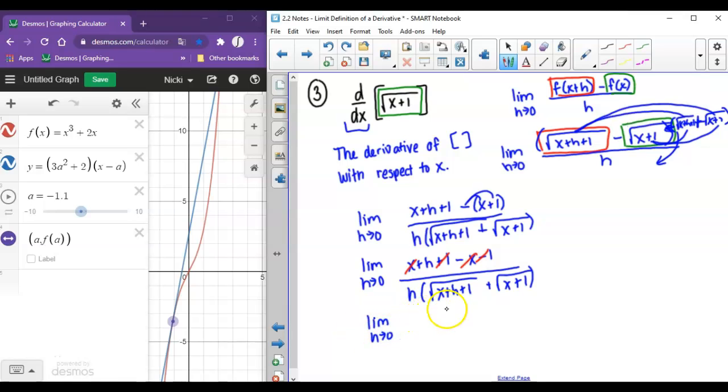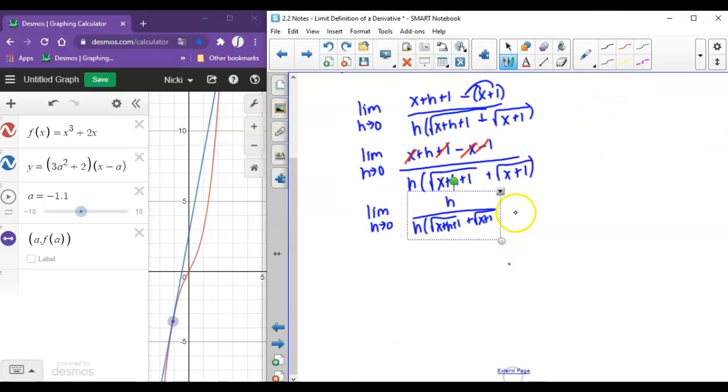Limit as h approaches 0 of h over h times the square root of x plus h plus 1 plus the square root of x plus 1. And so the h's cannot cancel. A lot of students like to cancel things on top and bottom when they can't. Those h's cannot cancel until you've canceled the other parts. And so now you can plug in 0. So you'll have a 1 on the top, and you'll have the square root of x plus 0 plus 1 plus the square root of x plus 1. Remember there that you are plugging in 0 for h and not for x.